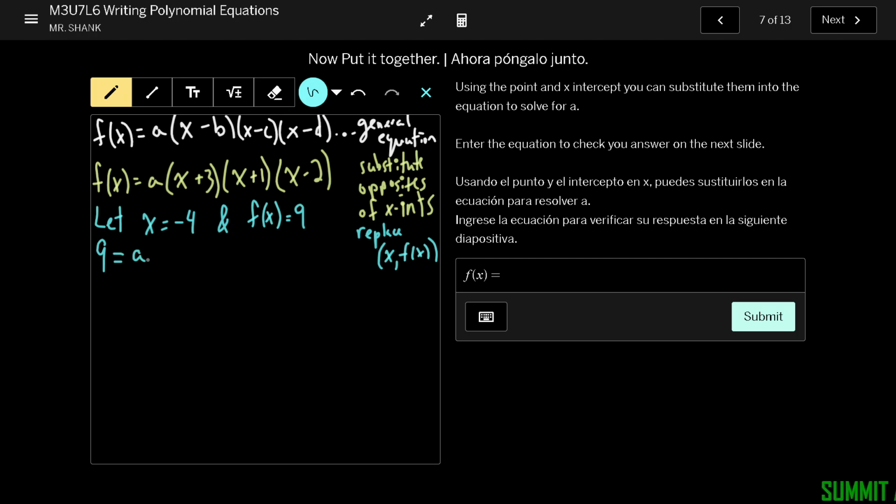So I say 9 equals a times x. Nope, just kidding, not x, negative 4 now. So I say negative 4 plus 3 times negative 4 plus 1 times negative 4 minus 2. It's exactly like my previous line, except notice how when I substitute in that extra point, I only have one variable remaining, which makes sense because I'm trying to solve for that exact variable. I'm trying to solve for a, so a should be my only variable in the equation.